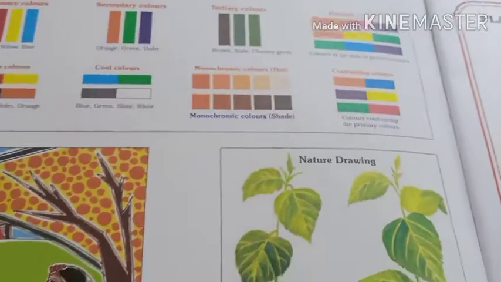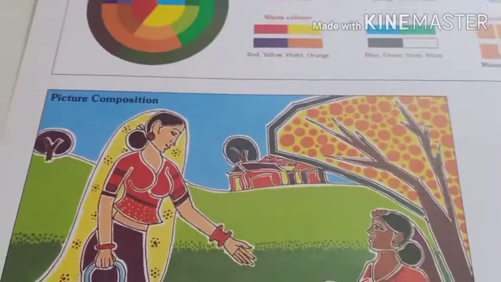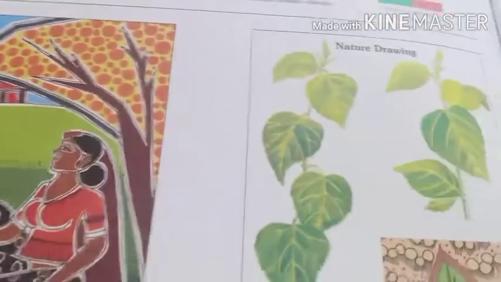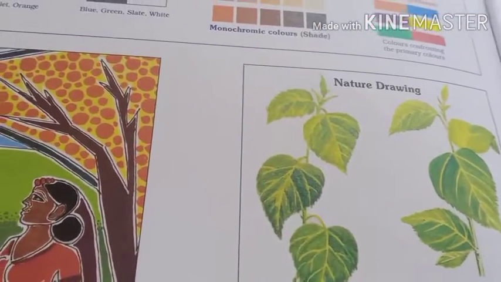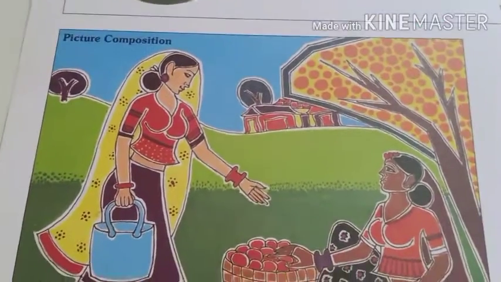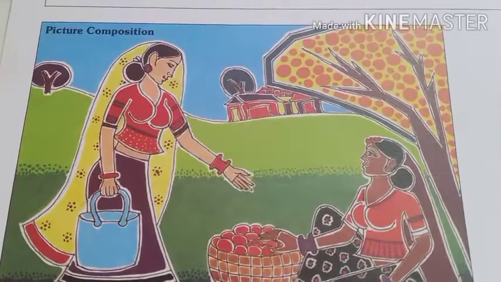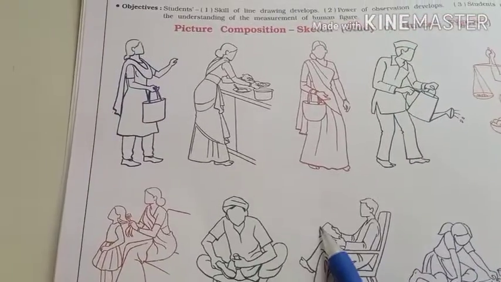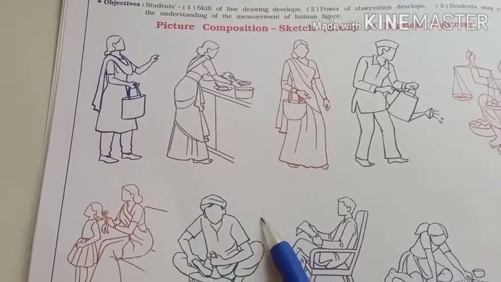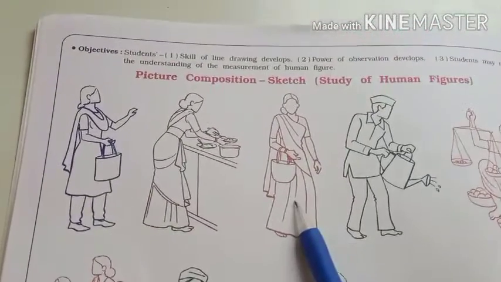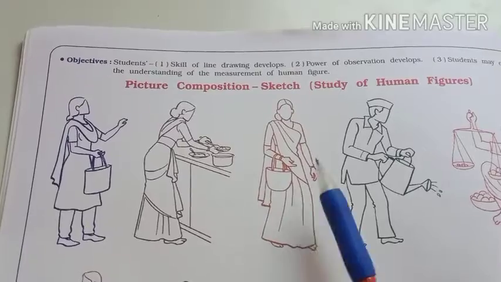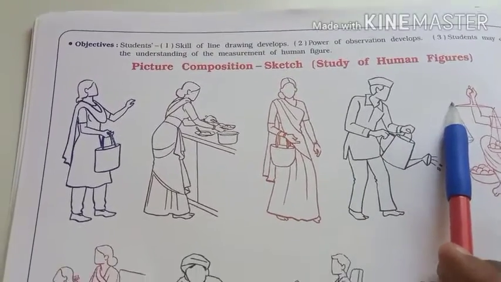Okay, two types of drawings here: picture composition and nature drawing. Today we learn picture composition. So let's start. See children, on page number 8, picture composition, sketch, study of human figures.